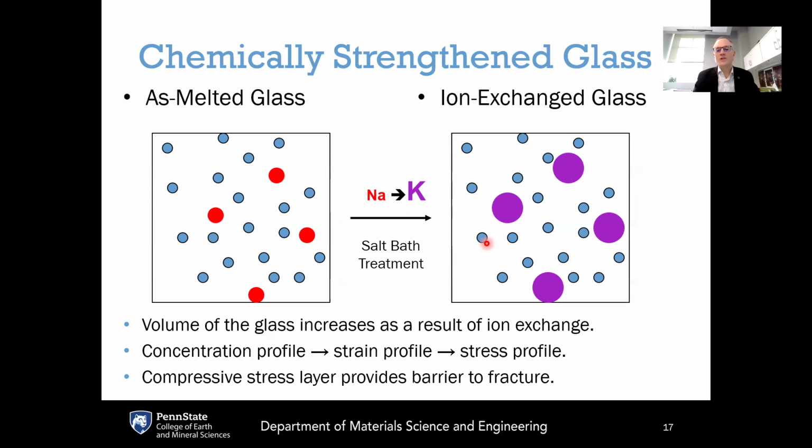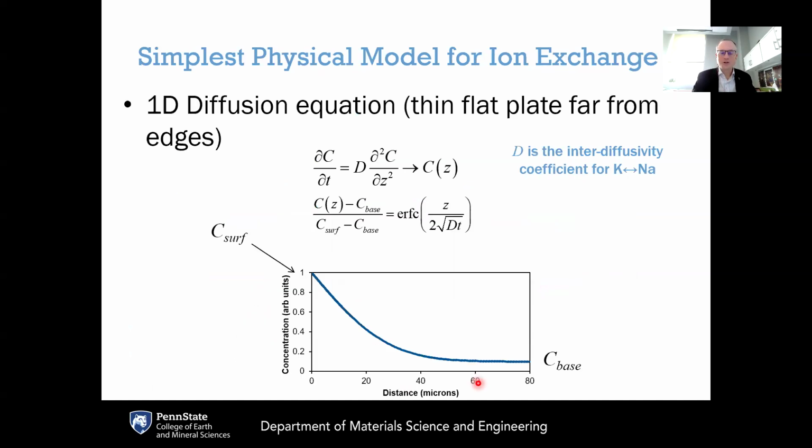So that's how this compressive stress develops through ion exchange: the concentration profile from the ion exchange process converts into a strain profile because the potassium wants to expand, but it's not allowed to expand, and therefore that strain profile gets converted into a stress profile. So the sequence of events is a concentration profile leading to a strain profile, which gets converted into a stress profile, and that creates a compressive stress layer, which provides a barrier to fracture.